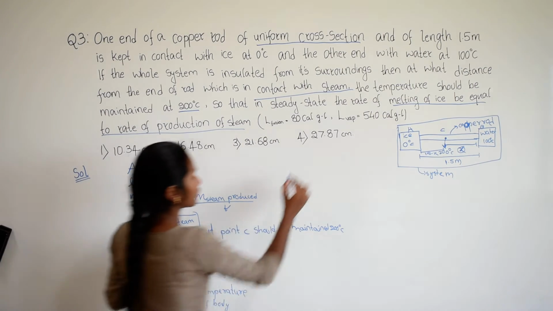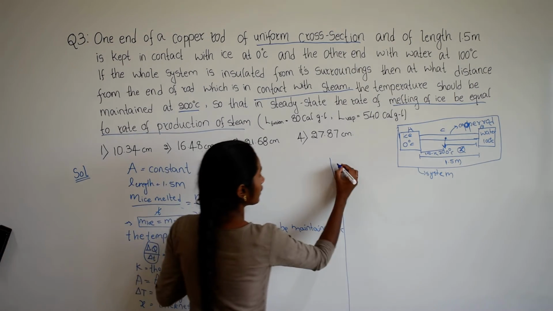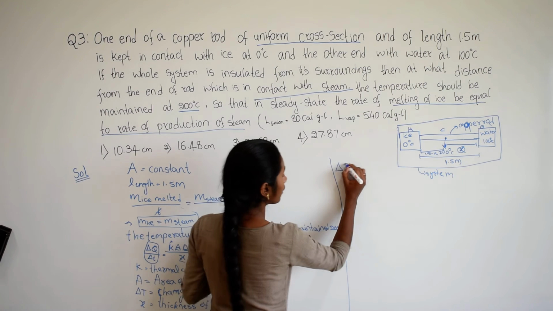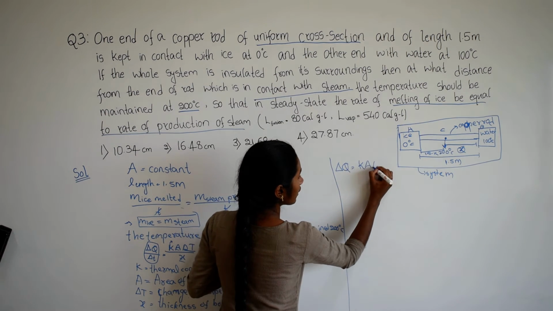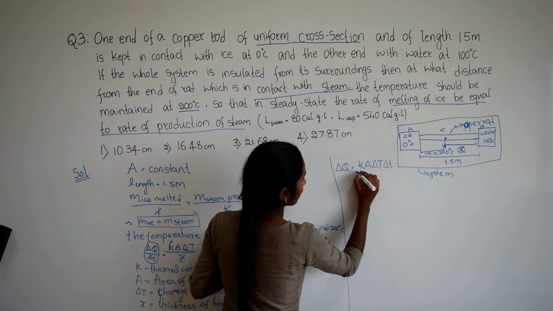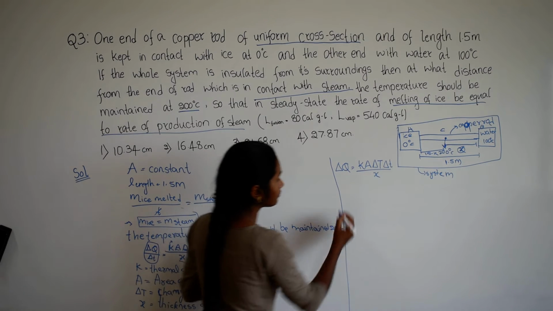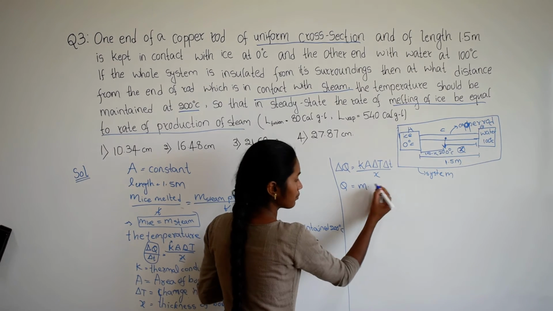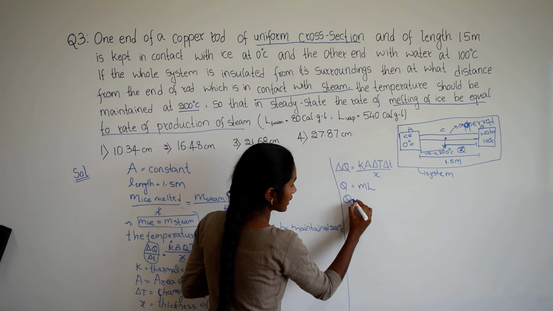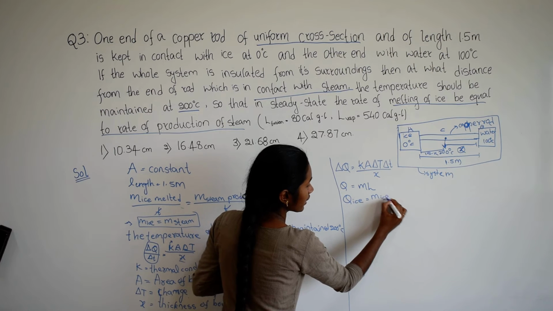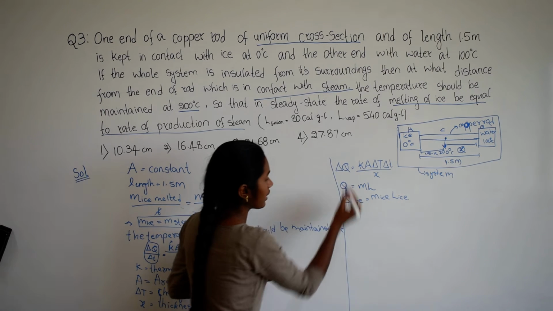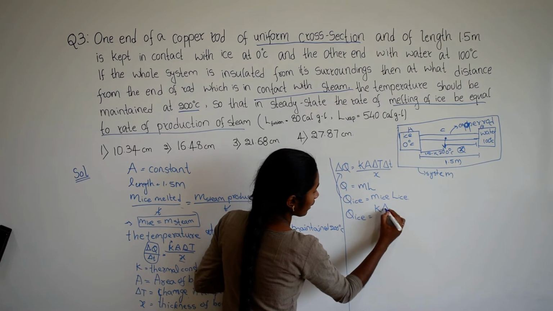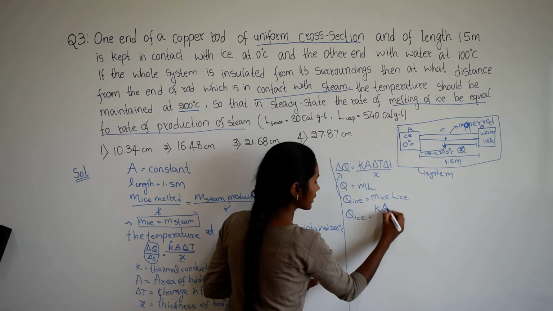So first, we move this delta T to the other side, so delta Q will be K A delta theta t by x. We know that Q means energy, which will be mass of a body into latent heat. So if we take Q of ice, it will be mass of ice into latent heat of ice. Let us substitute it here. Q of ice will be K, and A is the area of the rod.